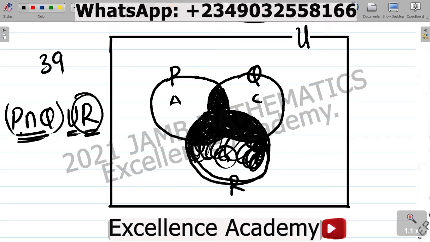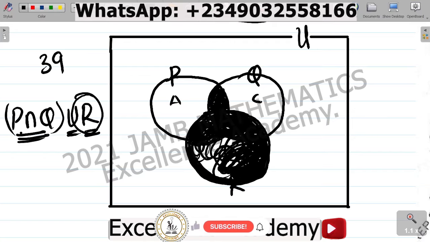Then when they say union, union simply means combine it with all of R. That's the meaning of union R. All right, so let me show you this real quick, and then we'll look at the option that matches this particular diagram. By the way, this is under sets or Venn diagram of sets.